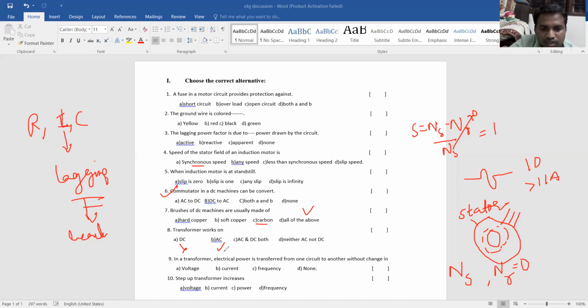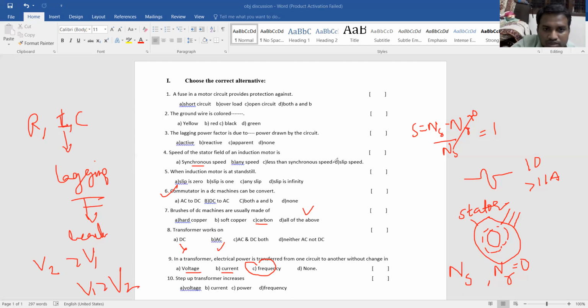Coming to the ninth one, in a transformer, electrical power is transferred from one circuit to another circuit without change in what? Here voltage is going to change, current is going to change, but the frequency is maintained constant. So frequency is the answer. Step up transformer increases what? In the transformer we have two types, either V2 greater than V1 or V1 greater than V2. Step up means the secondary side voltage is more and current is less.